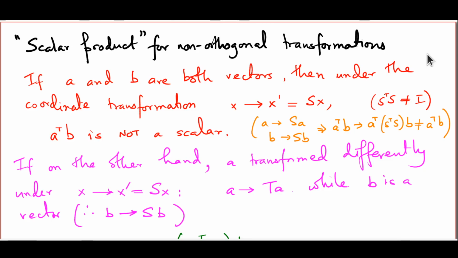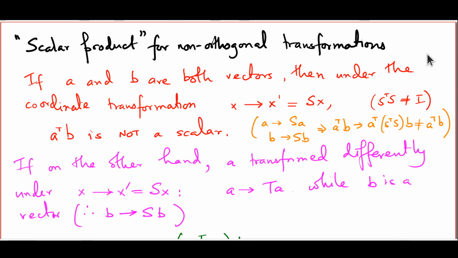Now, as we have already seen, if A and B are both vectors, then under the coordinate transformation x going to x prime equal to Sx, where S is not an orthogonal transformation, so that S transpose S is not the identity, then the quantity A transpose B is not a scalar. If, on the other hand, A transforms differently under x going to x prime equals Sx, let's say A goes to TA, where T is a related matrix to S but not the same matrix as S, while B is a vector, then can we find a scalar product which is really a scalar between A and B? Note that the reason why I have put scalar product within quotes here is that a scalar product really is between two vectors.